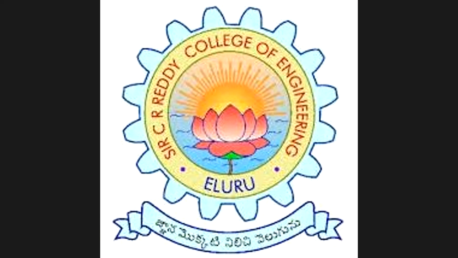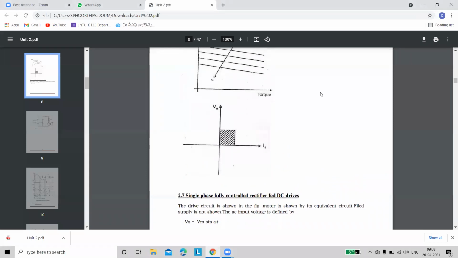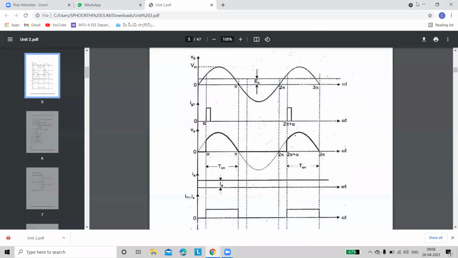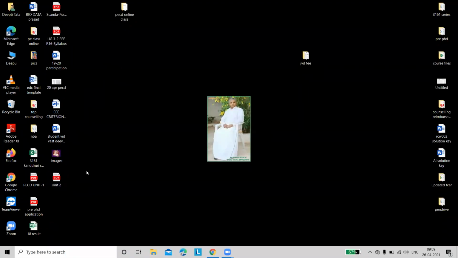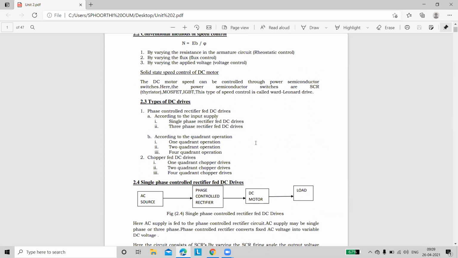In the previous class, we discussed the introduction of our second unit, that is phase controlled converters fed DC drives. And we started the initial topic, that is single phase half wave rectifier fed DC drive. Just to recollect the topic discussed in our previous class. Within 2 minutes I will close the recollection, then we will go for today's class.